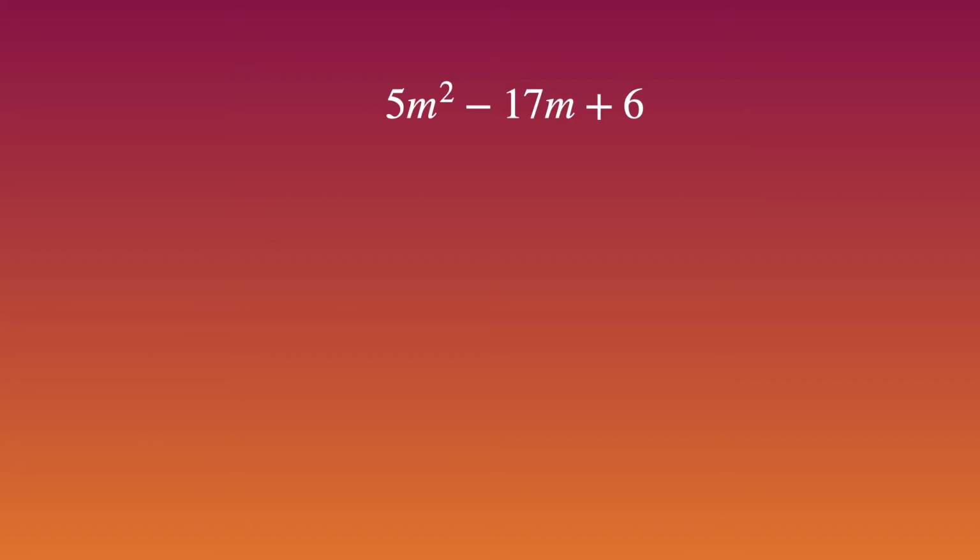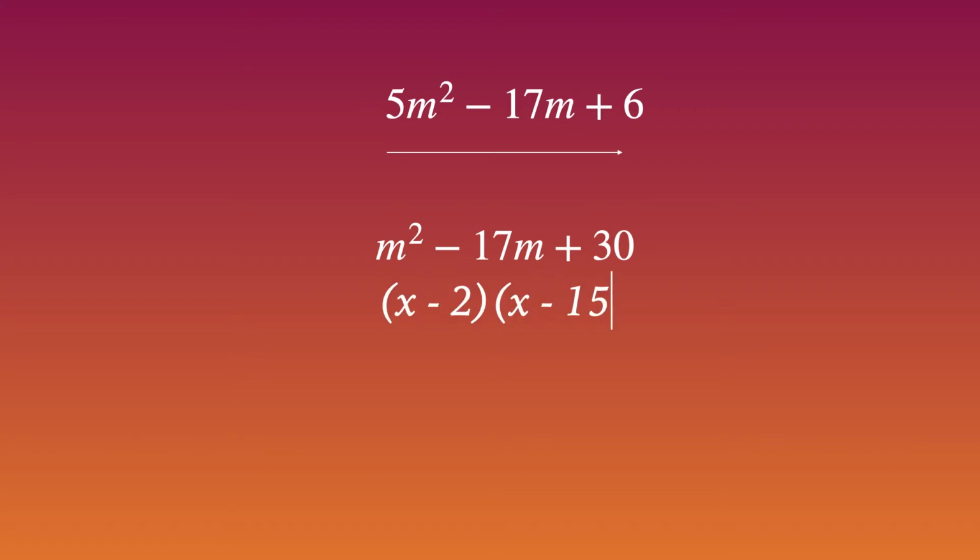Alright, so now let's do this one. We're going to slide the 5 down to the 6. We're going to get m squared minus 17m plus 30. What two factors of 30 add up to negative 17? And that is negative 2 and negative 15. Negative 2 times negative 15 is 30. And when I add them together, they give me negative 17.